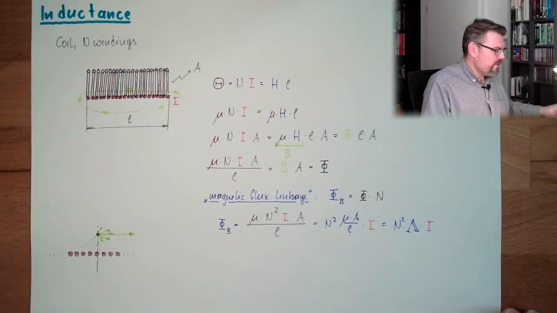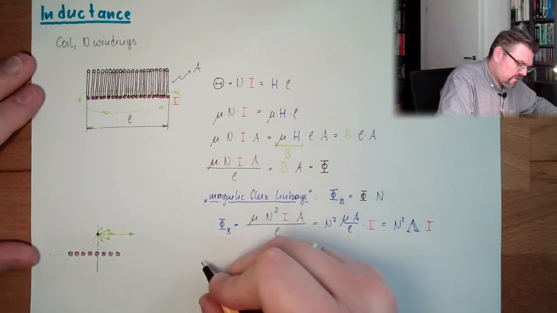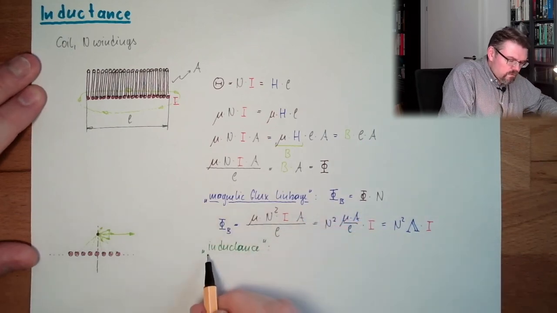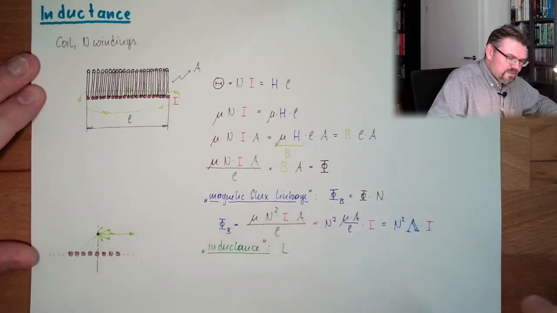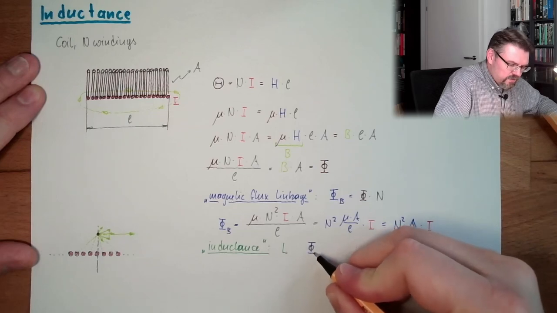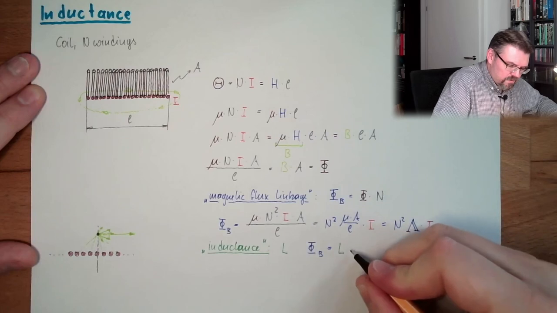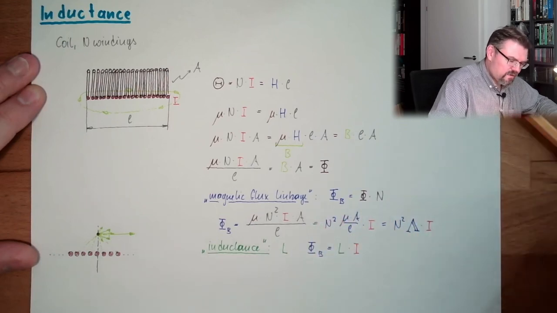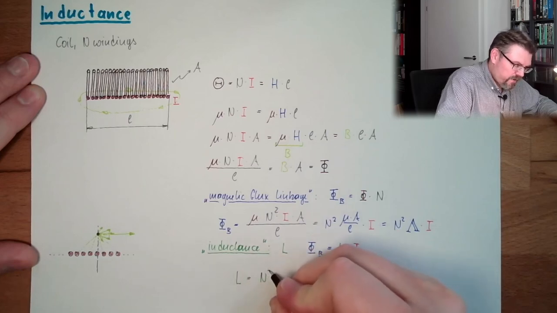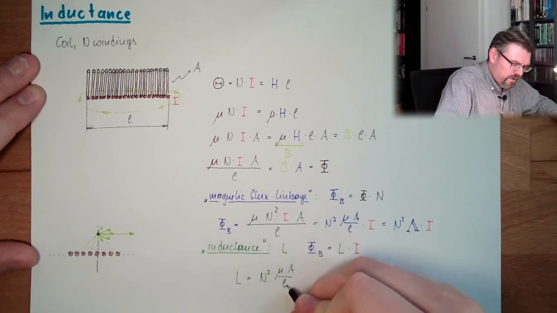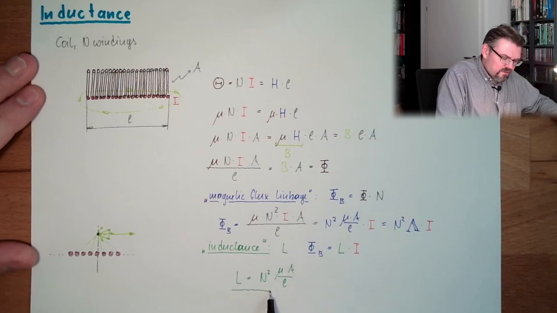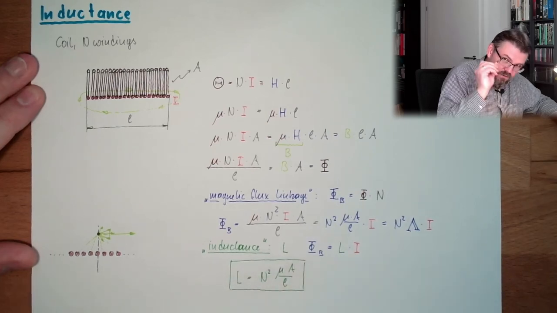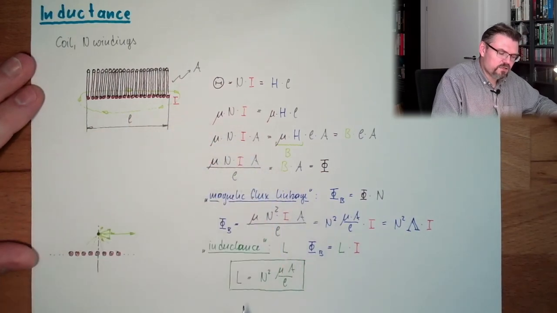And now we come to the point where we're talking about inductance. The inductance L is defined such that our flux linkage equals L multiplied by I. And now let's compare this. So our inductance L of a coil is N squared mu A divided by L. This is the inductance of a coil, combining the magnetic flux linkage, attention, not the magnetic flux inside, the magnetic flux linkage, and the current.